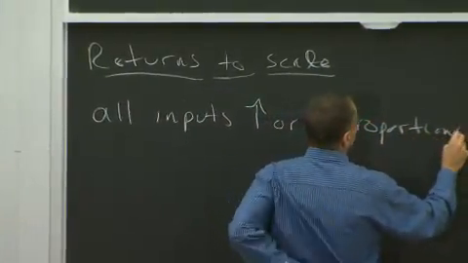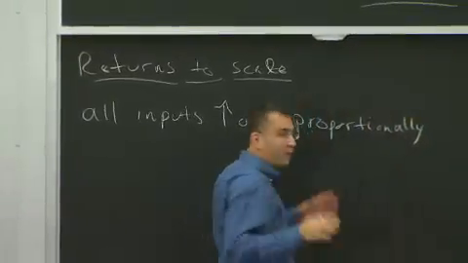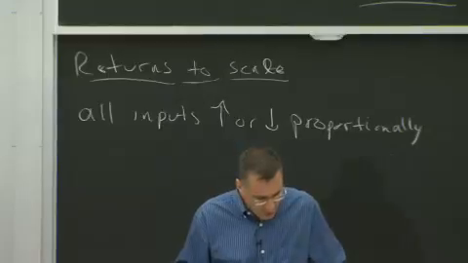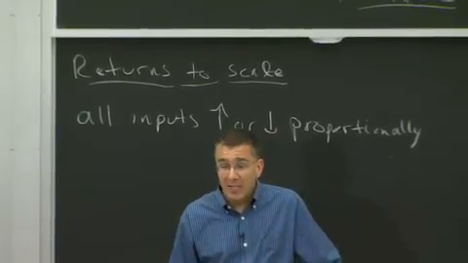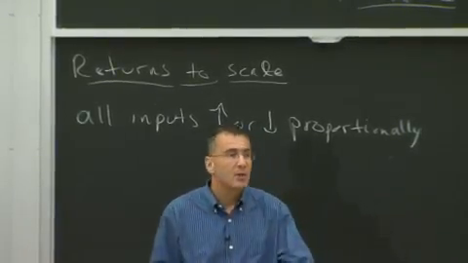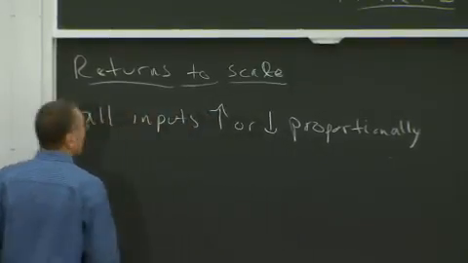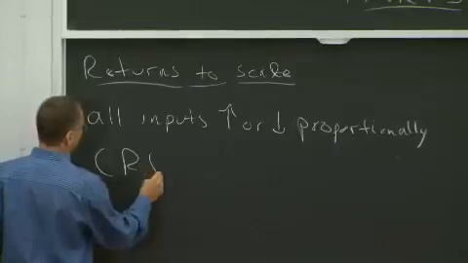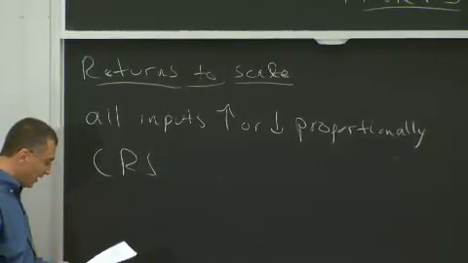And this is an interesting case because it's like, okay, what if we just make the firm half as big? What happens? Okay? Well, the answer is it depends on the production process. Some production processes will exhibit what we call constant returns to scale. This is a convenient form.